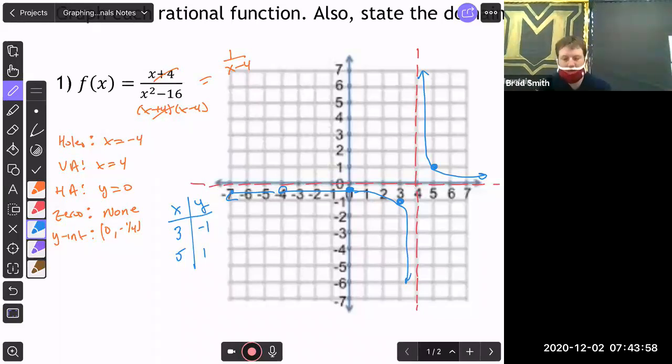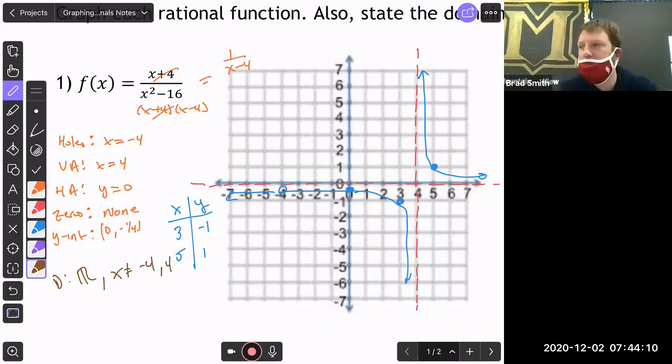So state the domain. So in your domain, it's going to be all real numbers except for x cannot equal your hole, which is negative 4, and your vertical asymptote, which is 4. So all of that information is what I'm looking for.